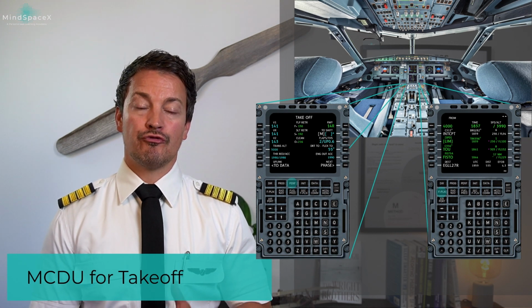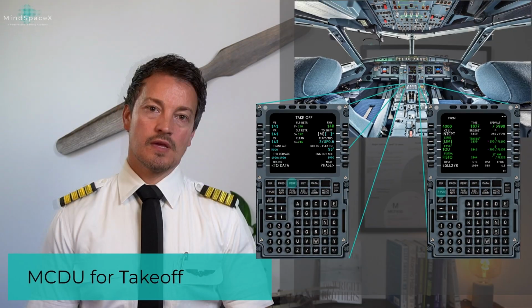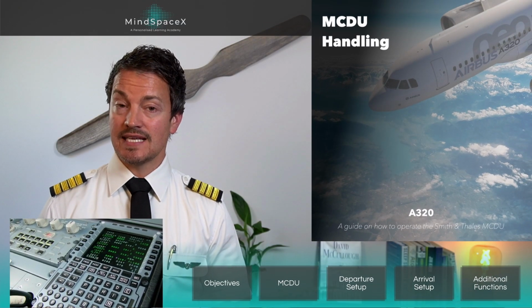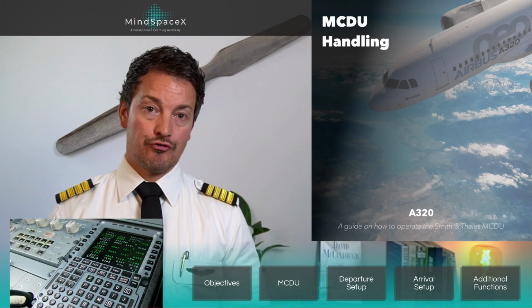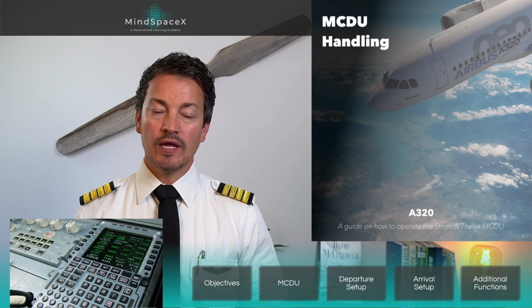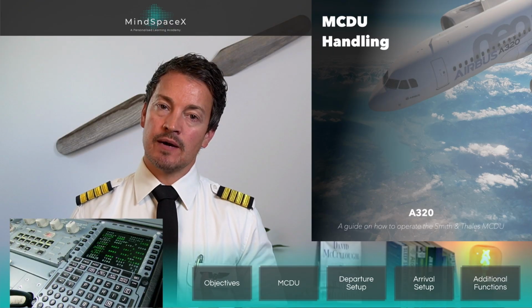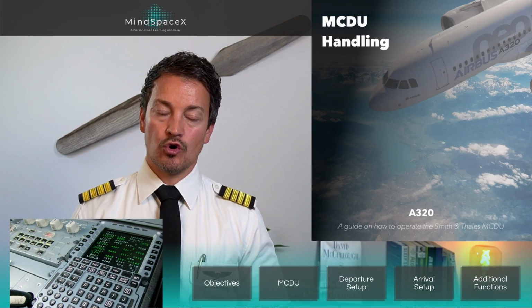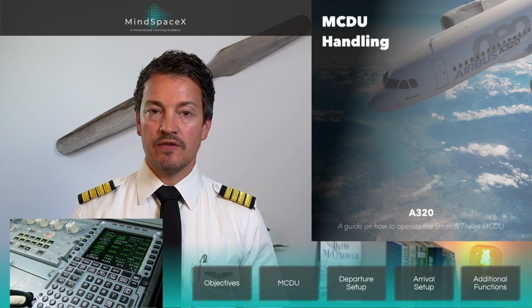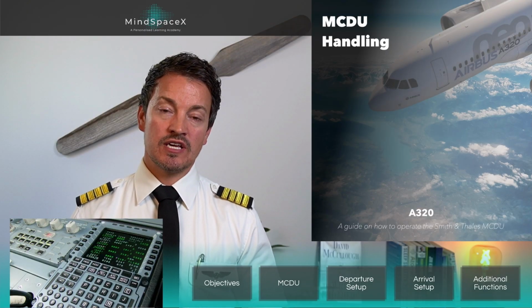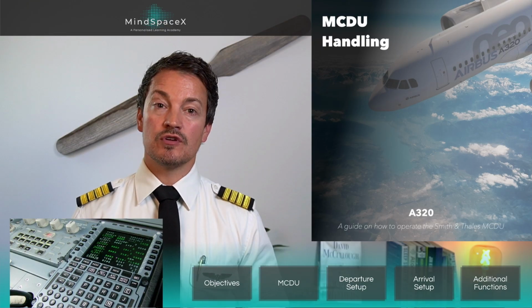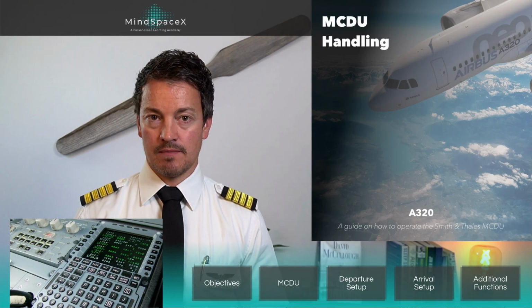Mandatory setup for takeoff. In the Airbus aircraft, this is how we set up our MCDU for departure. Now, whether or not you are flying the Airbus A320 family, 330 or 340, if you're looking at the generation of aircraft that is similar to the 320, it will be the same setup.